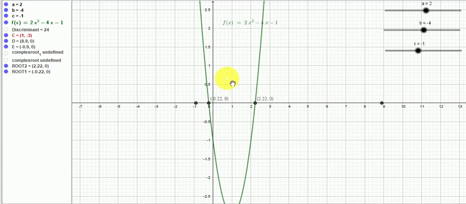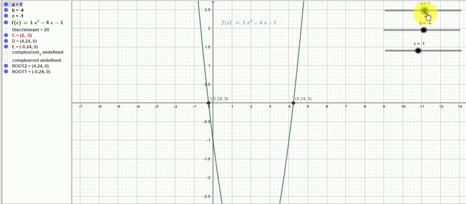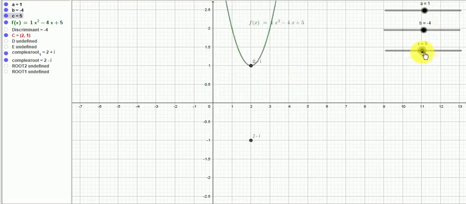And if D is greater than 0, in that case the parabola will intersect the x-axis at 2 points, and the x-intercepts of those points are going to be the roots. Done. Now let us see an example of a quadratic equation where the roots are imaginary. So here I'm taking a to be 1, and b to be minus 4 and c to be plus 7.